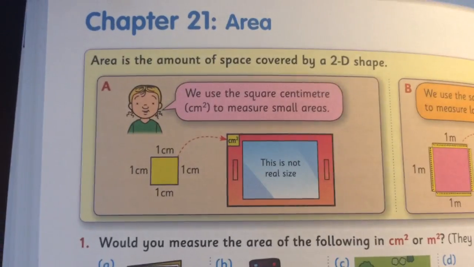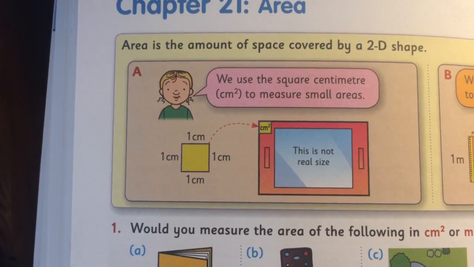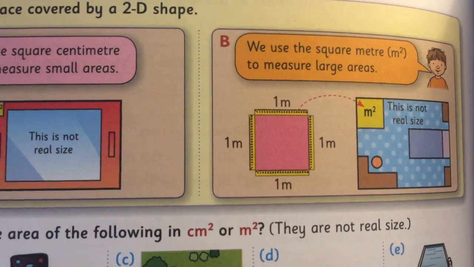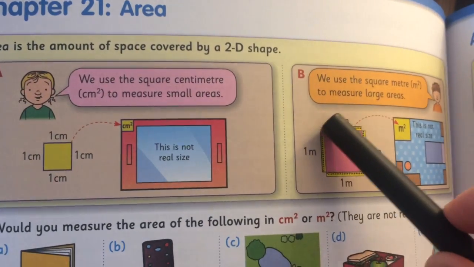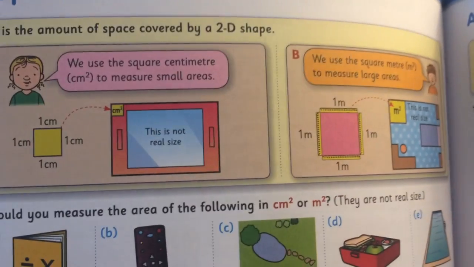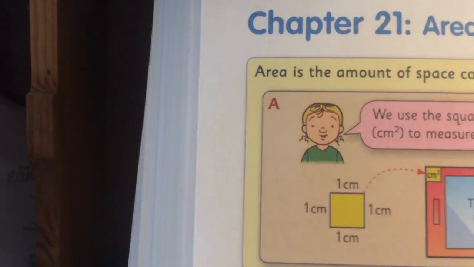Like, let's say, the size of the TV would be centimeters squared. Whereas if we're dealing with a bigger space like a bedroom, we're talking about meters squared. Squared just means it's a meter here, a meter here, a meter here, a meter here. It's like a square, basically. So a meter squared, and that is a centimeter, a centimeter, a centimeter, a centimeter.